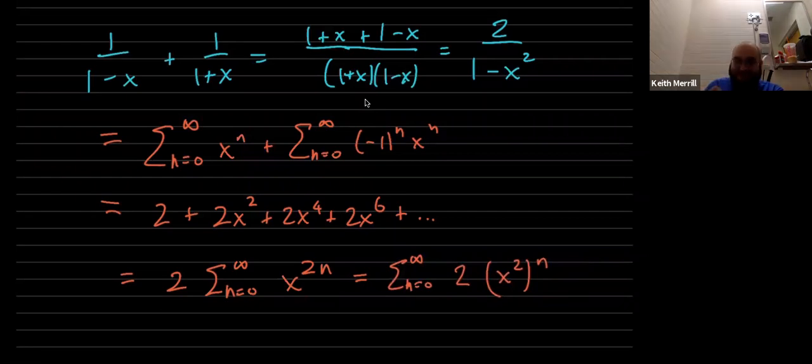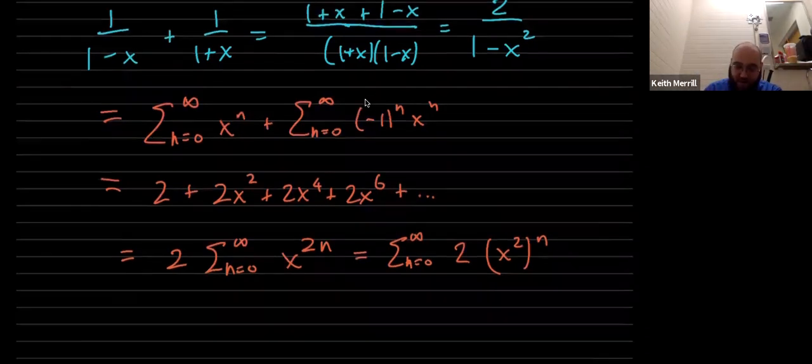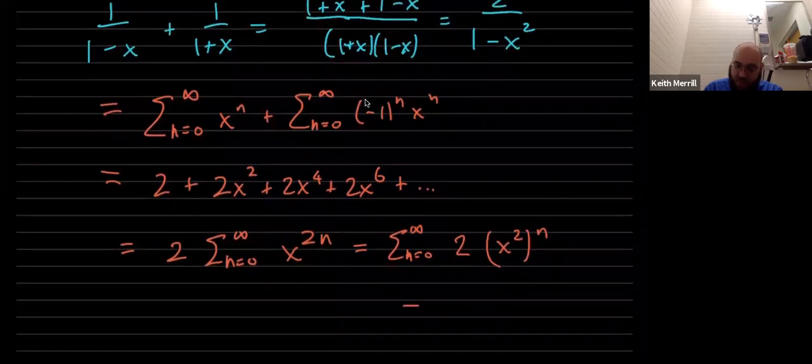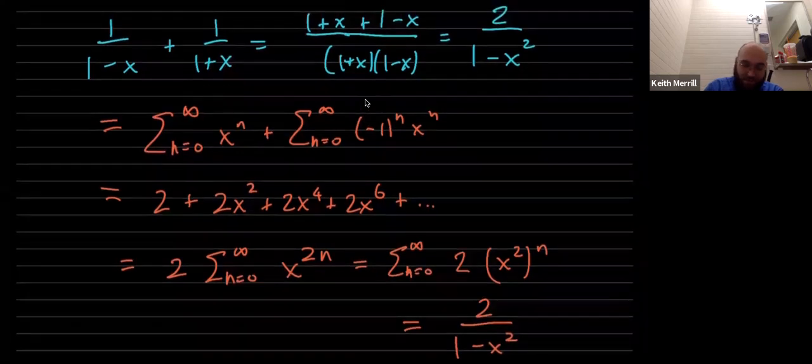But look at what happens here. This is a geometric series with a being 2 and r being x squared. And we know what a geometric series converges to, assuming that the ratio, of course, is less than 1. We're going to come back to that in a moment. What would this series converge to? Well, it's a over 1 minus r. And what do you know?